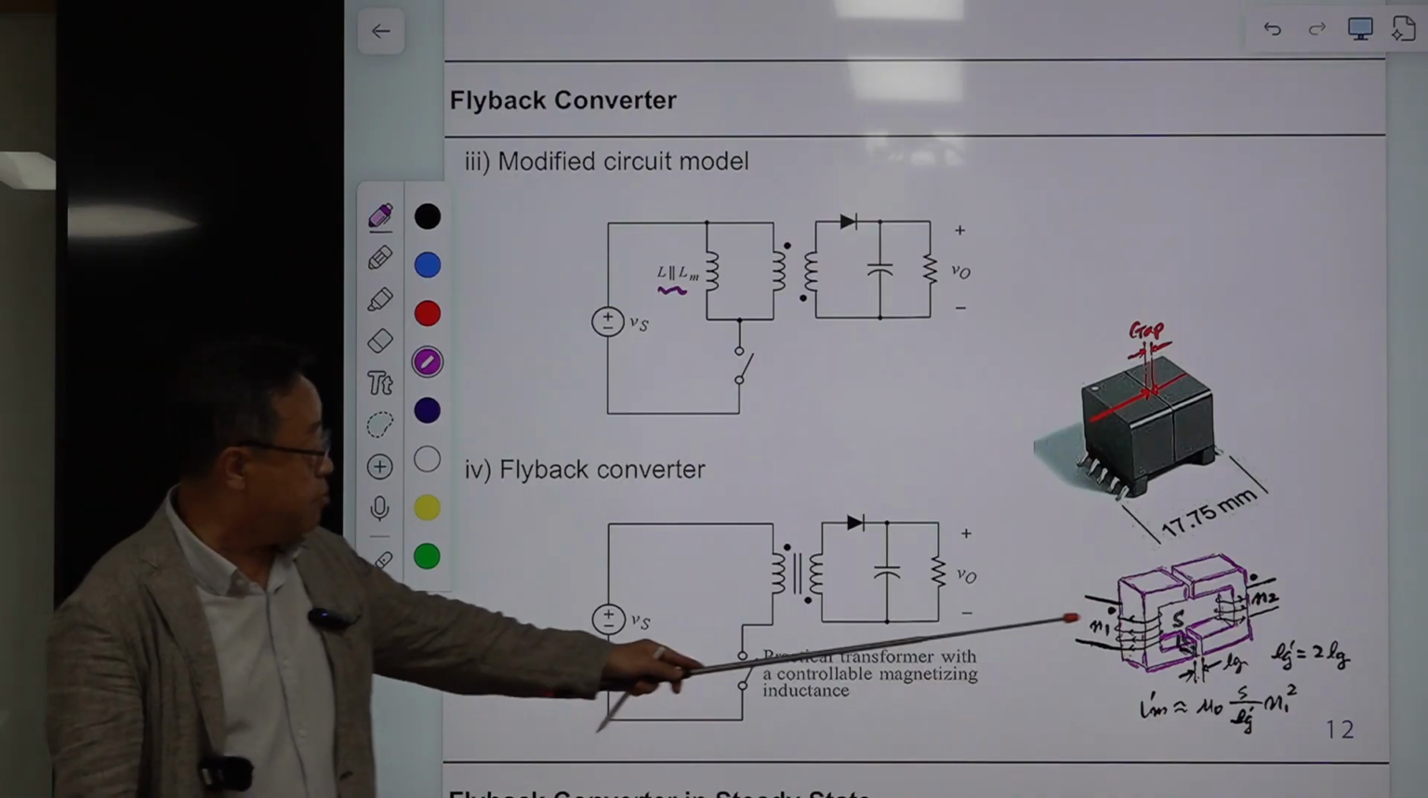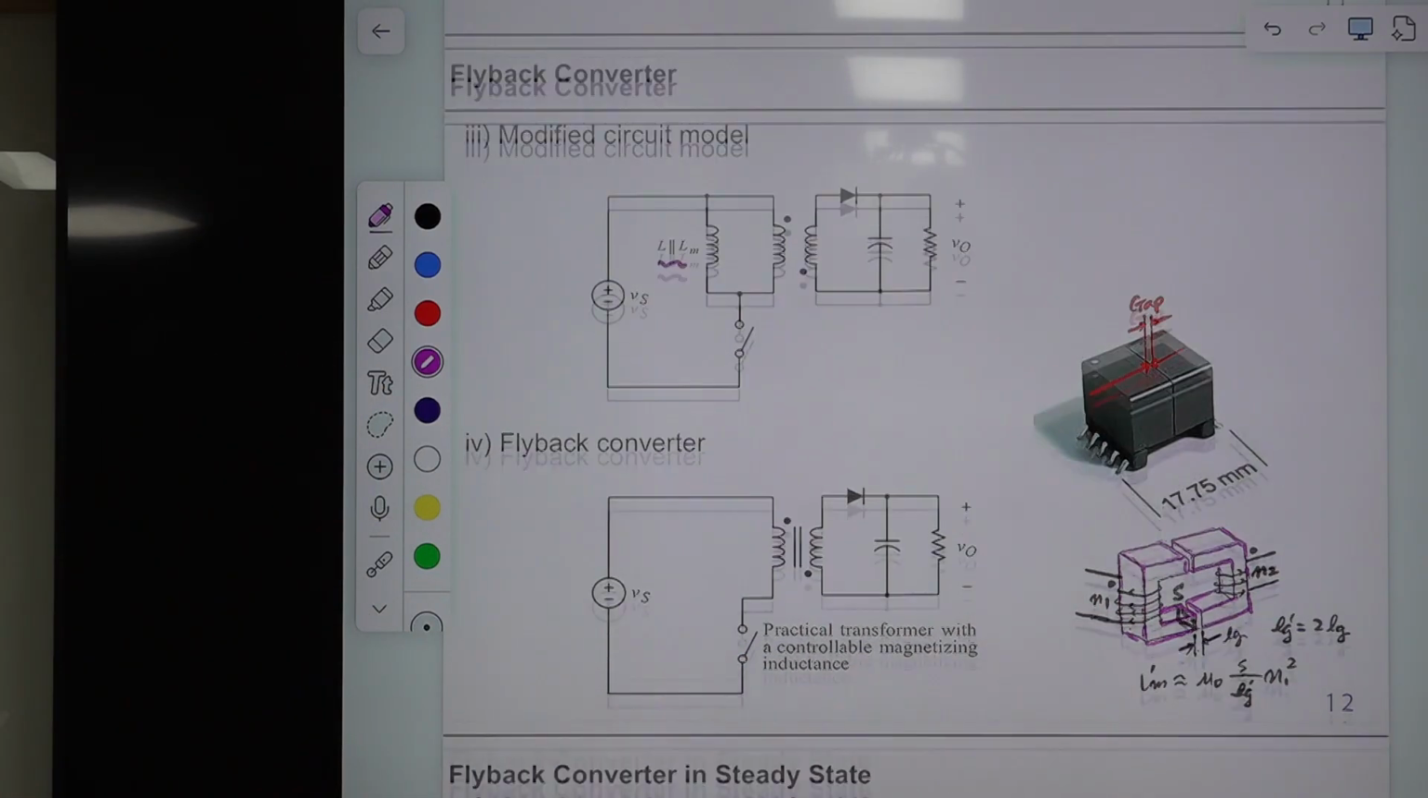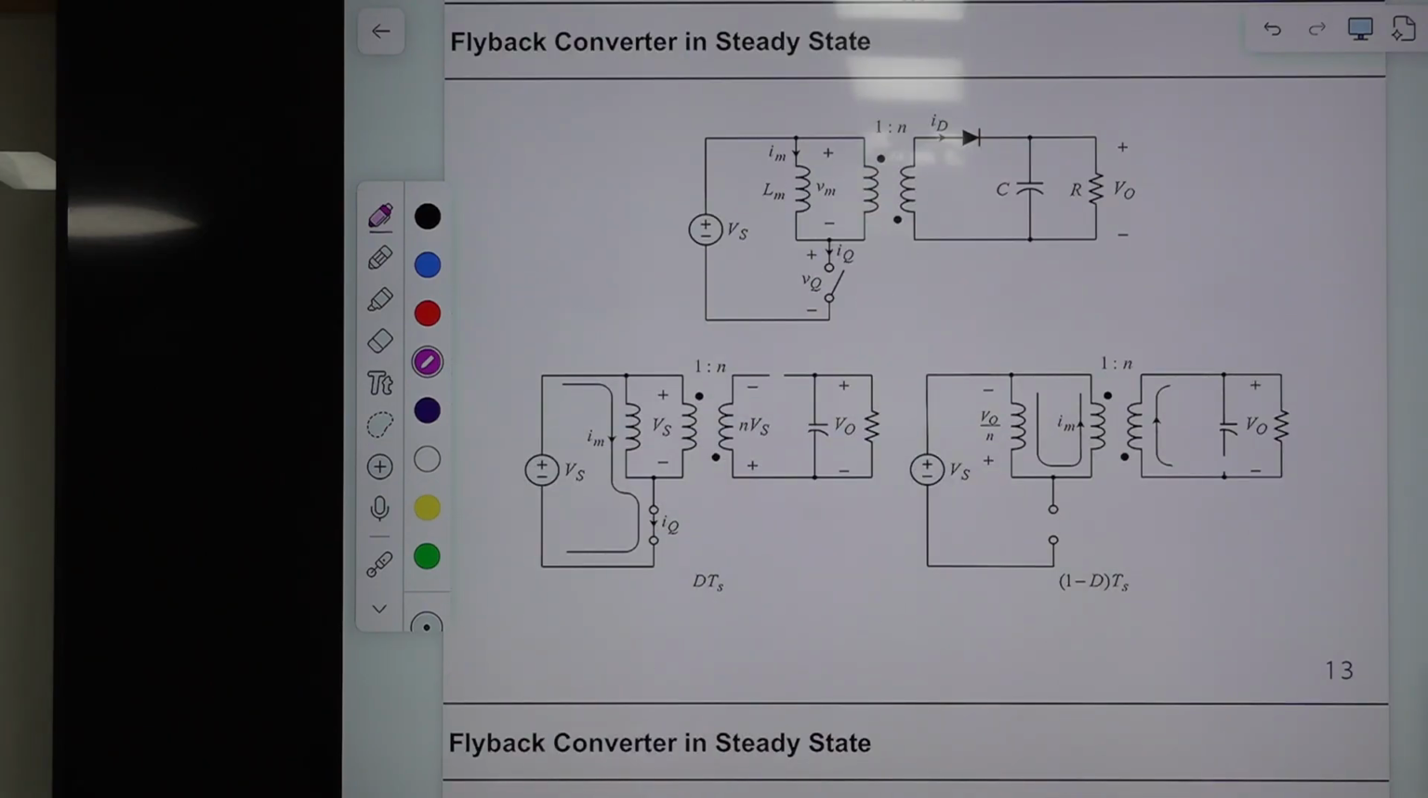Okay, I spent some time to draw this. It was not easy to draw this. All right. Now the operation is very easy.